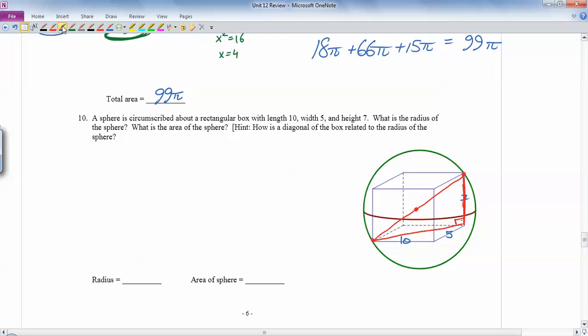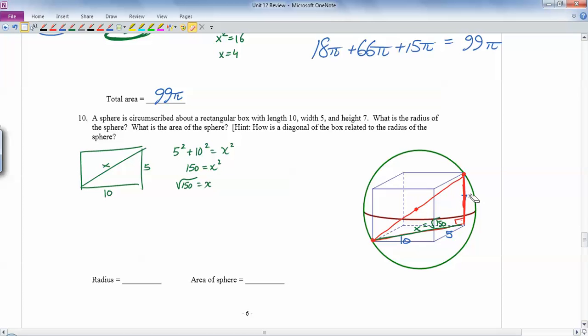So first, let's take a look at this segment here, which I'll call X. If I draw the base of the box by itself, it looks like this, 10 by 5. It's a rectangle, and that's X. I can solve for X. 5 squared plus 10 squared equals X squared. So that's 150 equals X squared. So X is root 150. Okay, so this is root 150.